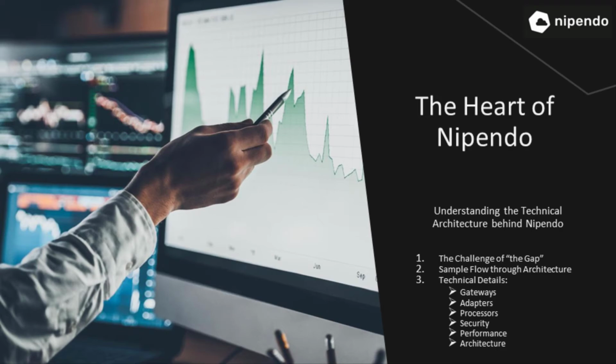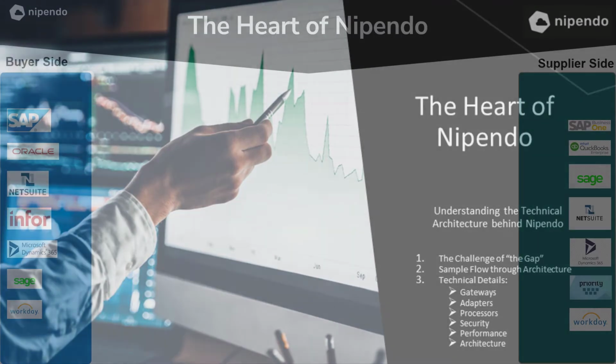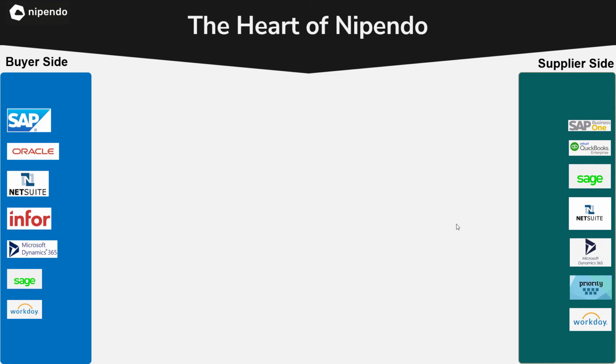Okay, this is going to be a quick technical dive into the heart of Nipendo and how we do things. So we've got the buyer side and supplier side, as we've established already. The basic ways that we move messages from one side to the other go through a simple set of processes that are symmetrical on both sides.